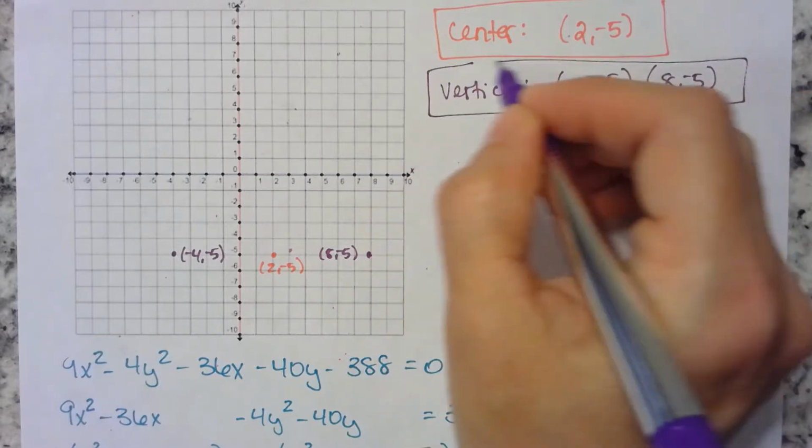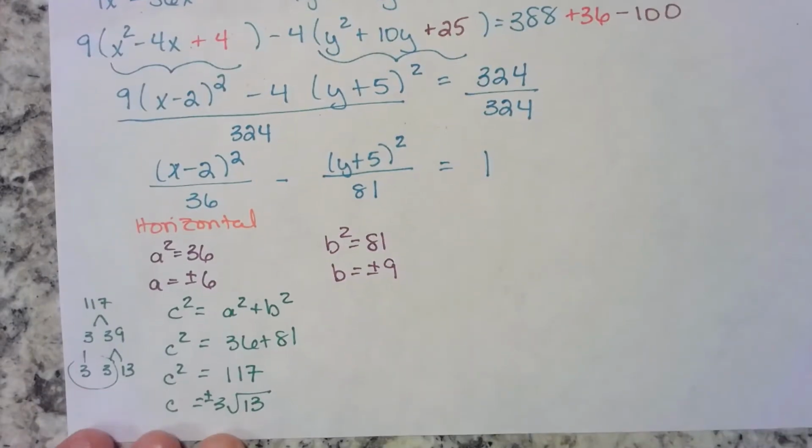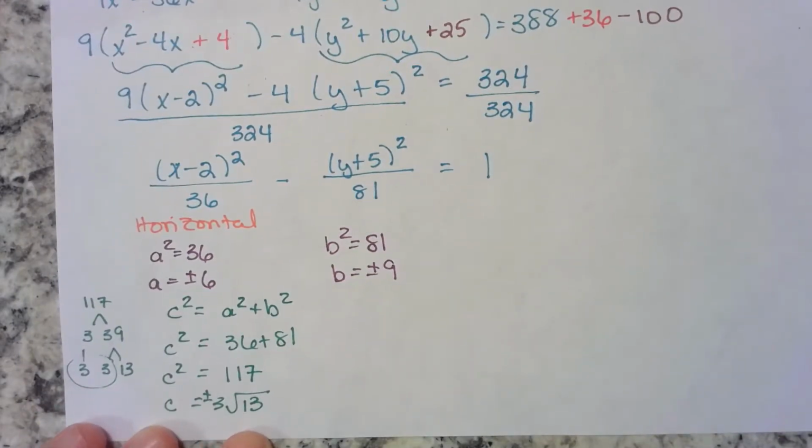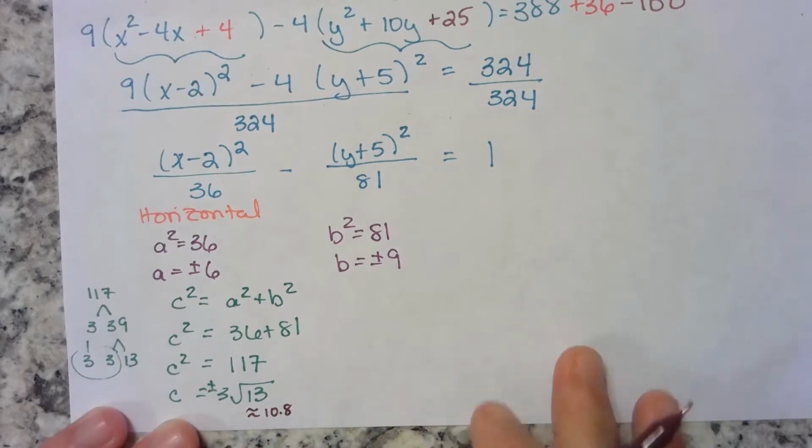Now what else do we know? We can find our foci, because our foci are going to be 3 square roots of 13 units away from our center, to the left and to the right. Well, 3 square roots of 13 is about 10.8. Okay, so how do we work that?